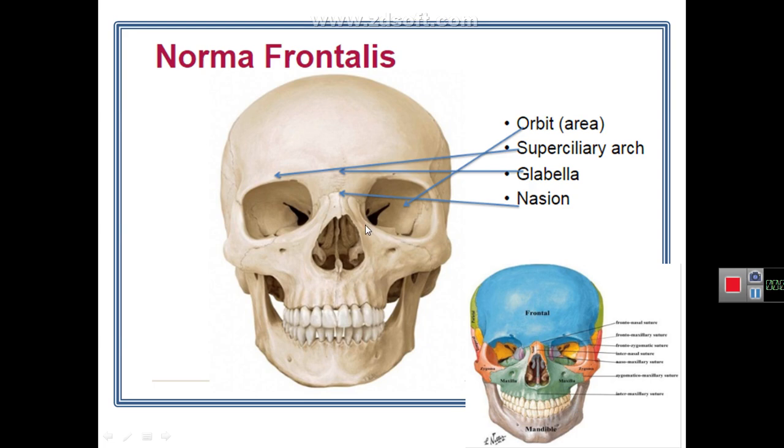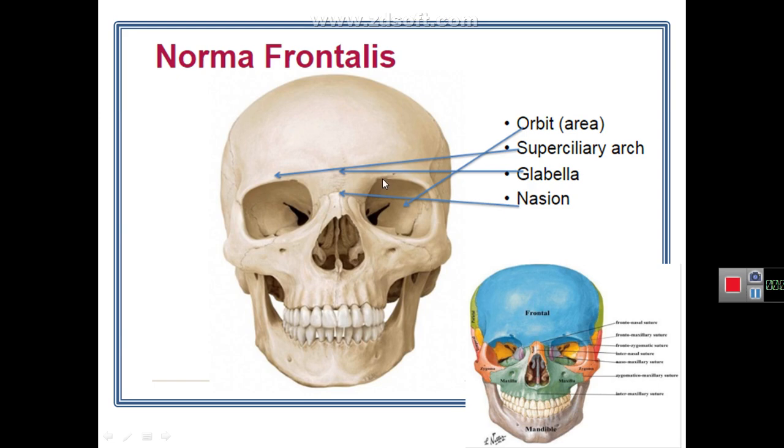The inferior border of the orbital opening is formed by the zygomatic bone and by the maxilla, while the medial border is formed by the frontal bone and maxilla. And actually again this part is called the maxillary process of the frontal bone, while this bone is called the frontal process of the maxilla, both forming the medial margin of the anterior orbital opening.